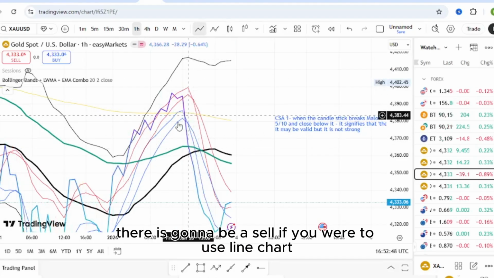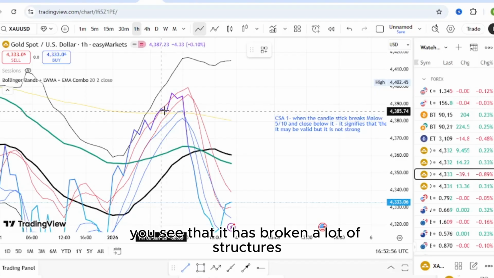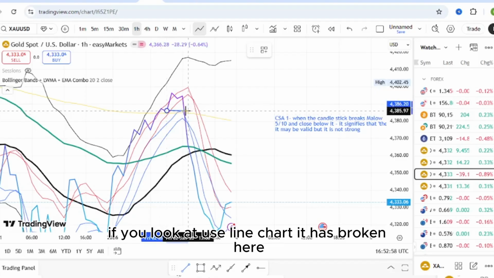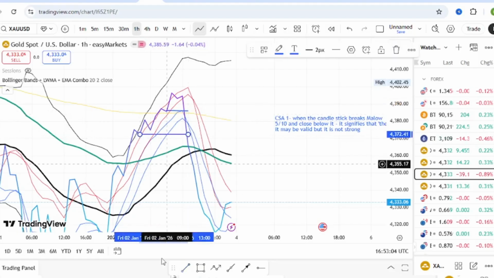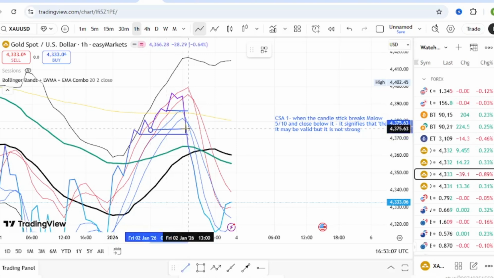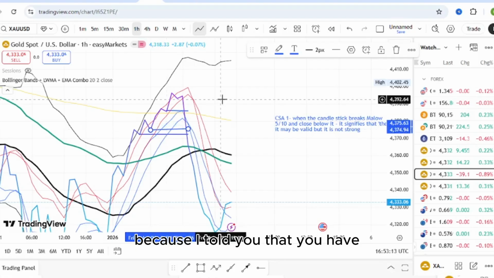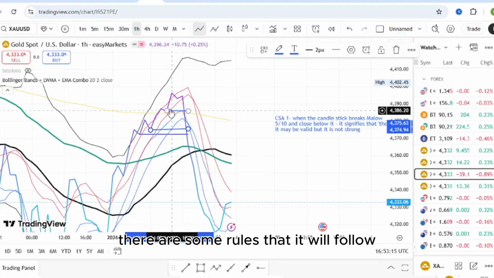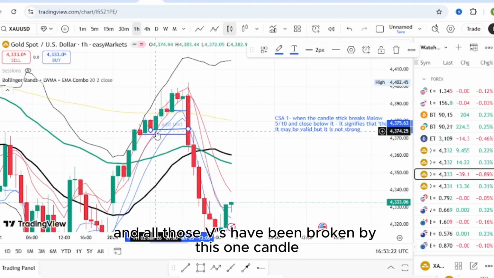If you were to use line charts, you would see that it has broken a lot of structures. If you use line chart, it has broken here, it has also broken here, it has also broken here. So if you're trading, you look at the structure has been broken, because I told you that there are some rules that it will follow. See, this is broken, this is broken. All those V's have been broken by this one candle.